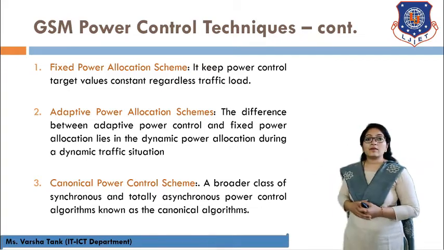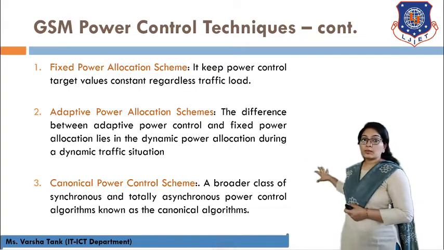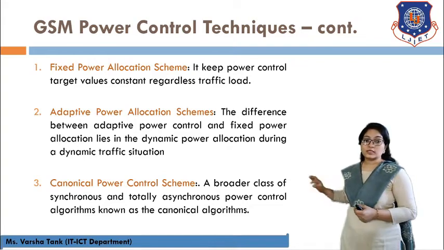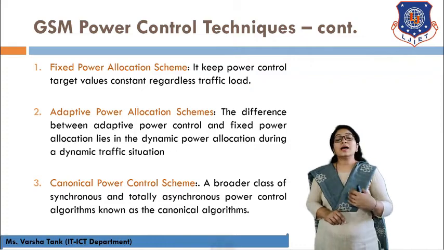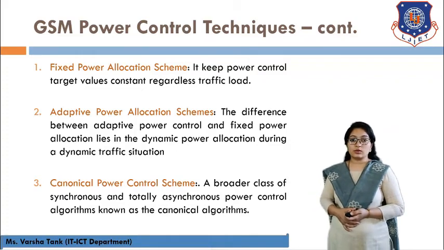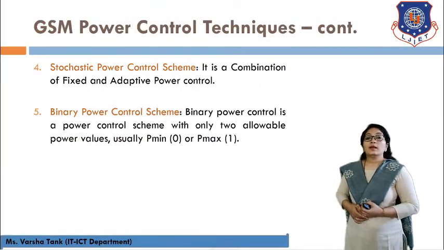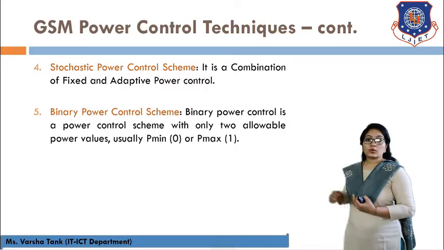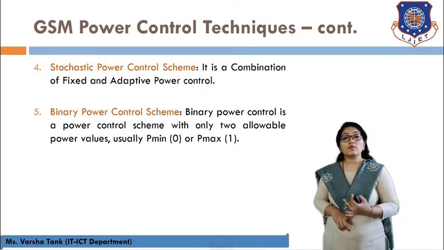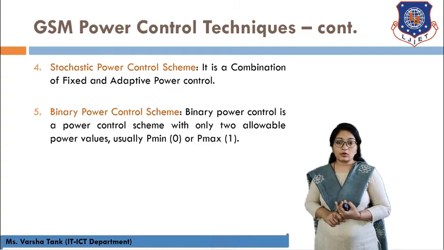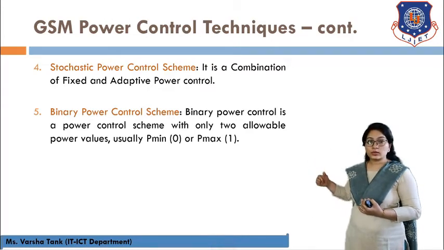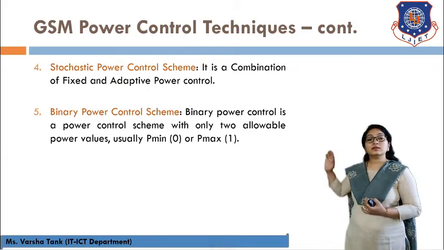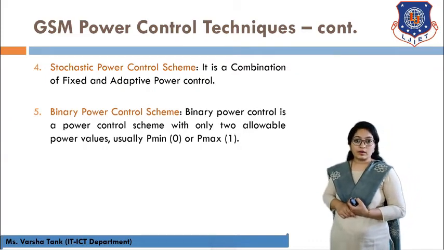Then the canonical power control scheme is a broader class of synchronous and totally asynchronous power control algorithms that is known as the canonical algorithm. Now next is the stochastic power control scheme. It is the combination of fixed and adaptive power control. So the combination of fixed and adaptive is known as stochastic. That means the static as well as the dynamic power combination.